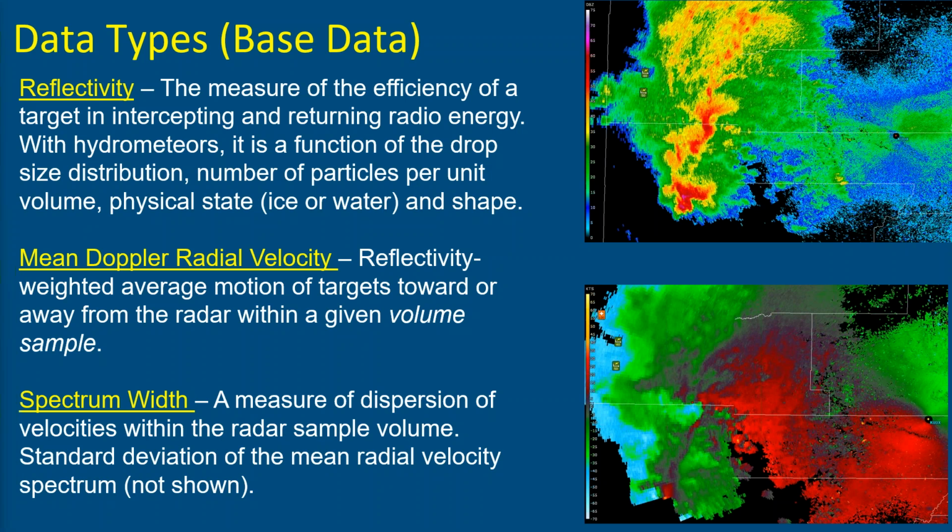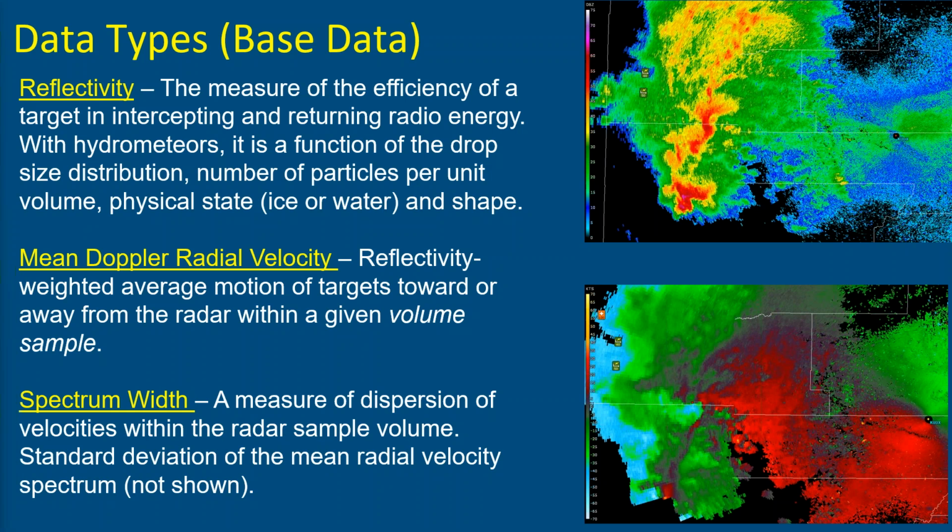Mean Doppler radial velocity is basically how the targets are moving, how the raindrops are moving relative to the radar, toward or away. So in this example, we can see some bright blues next to some reds with the radar situated off to the right, and that is in fact showing a circulation within this southern cell.